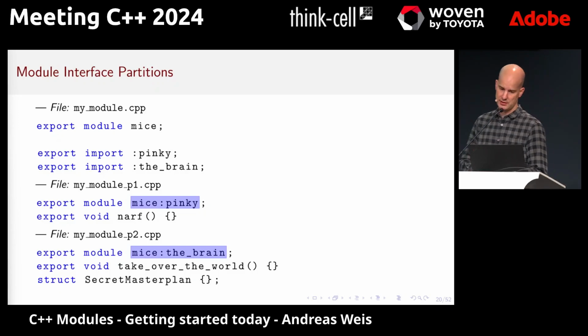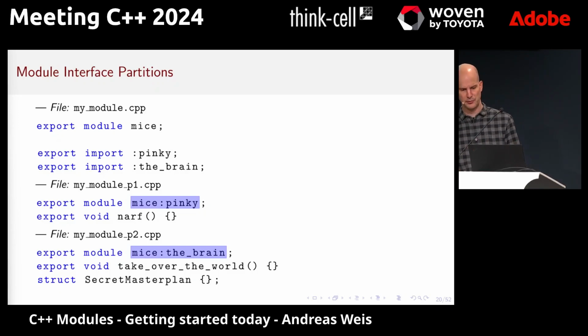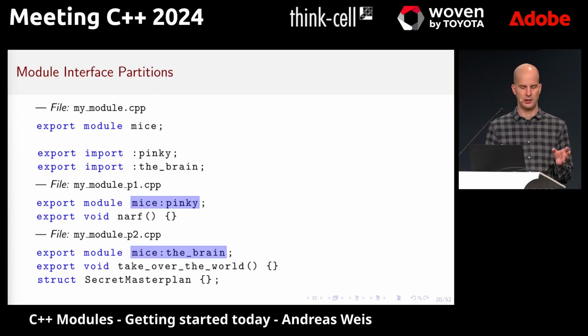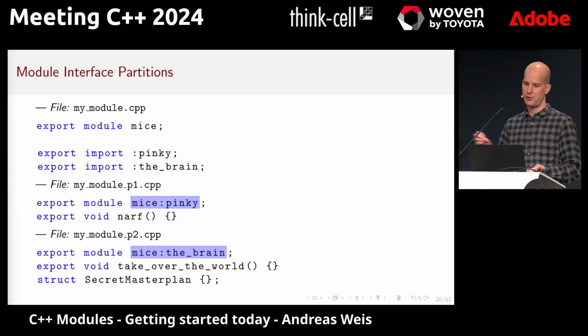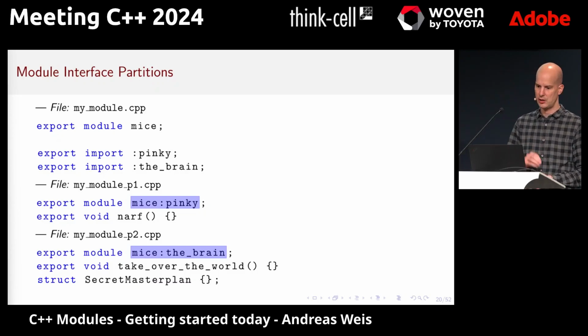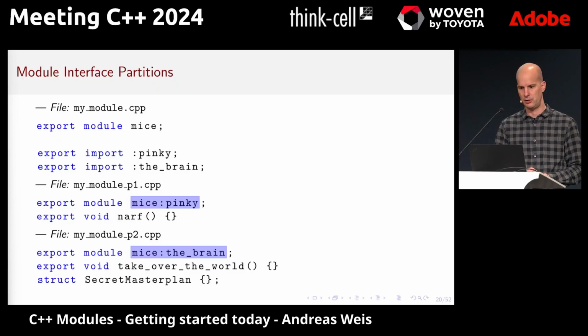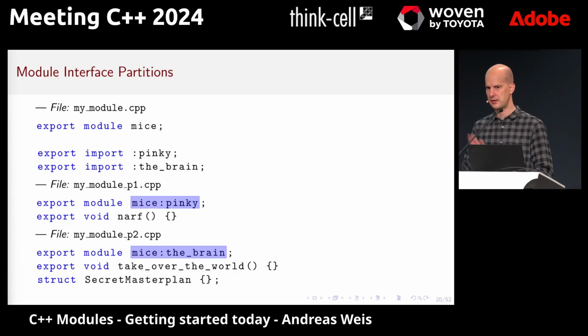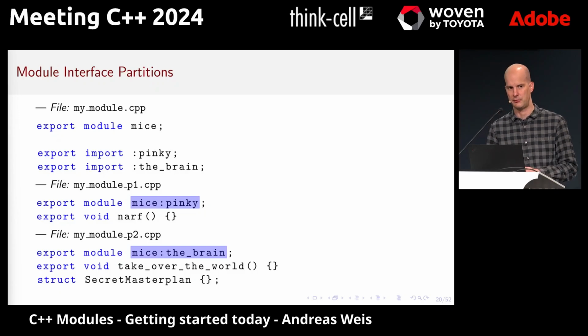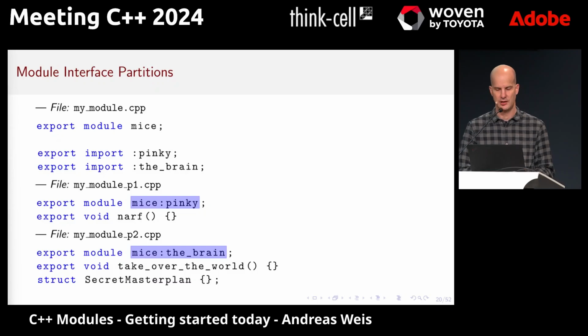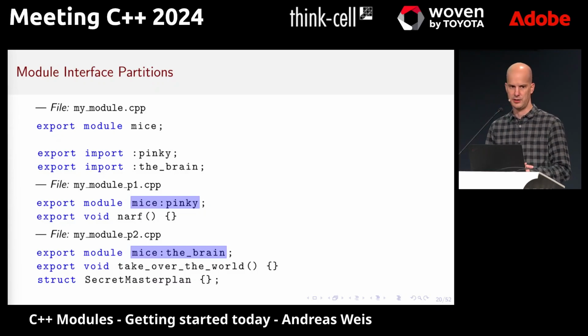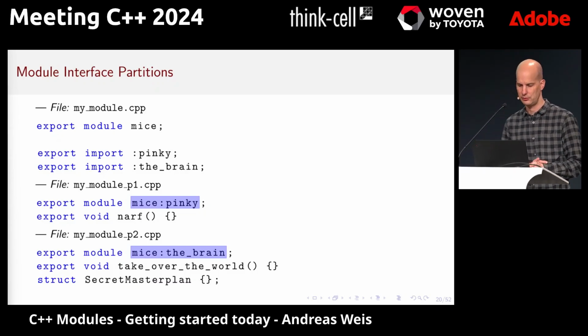The way that this works is that the primary module interface always needs to provide the full picture. So if I have module interface partitions as part of the module, the primary module interface is required to export all of the individual partitions and list them. And that is actually your responsibility to get right. If you mess that up, if you forget one of the interface partitions, your build tool is not required to complain to you.